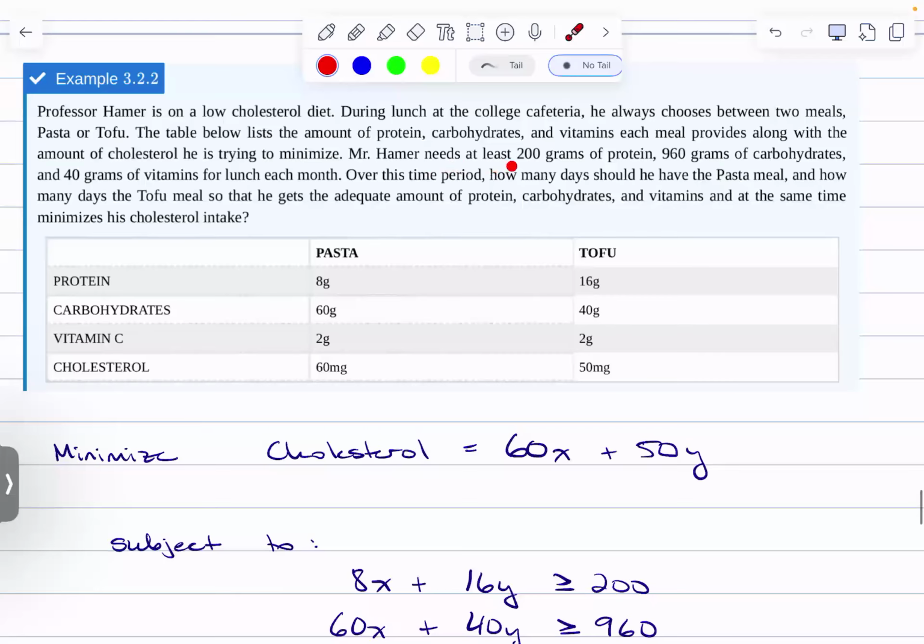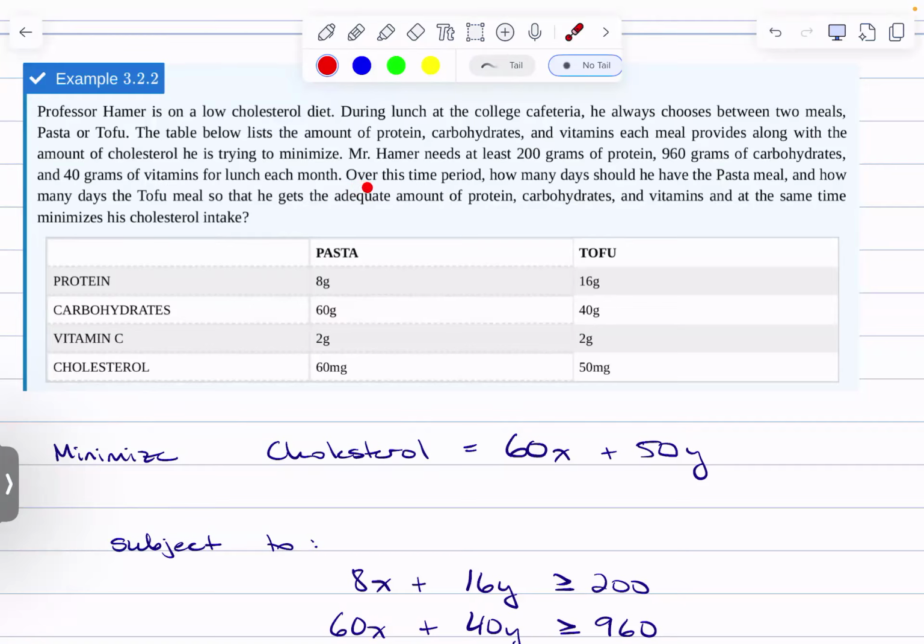Mr. Hamer needs at least 200 grams of protein, 960 grams of carbohydrates, and 40 grams of vitamins for lunch each month. Now, that's the funny part, because 200 grams of protein in a month is not enough. I'll tell you that right now, it's not enough. So that's why I think it's so funny. I guess it's just for lunch, but anyways. The rest of the time, he's just having a bunch of chicken breasts, I guess.